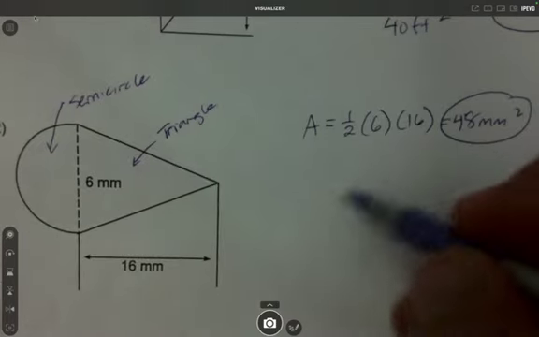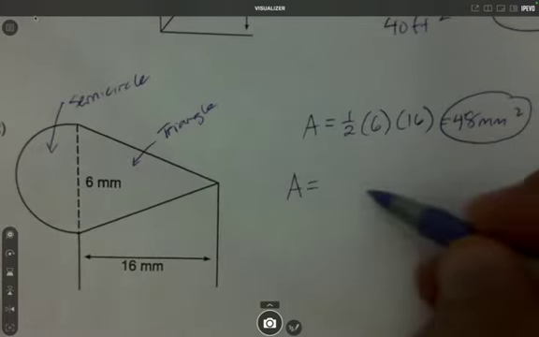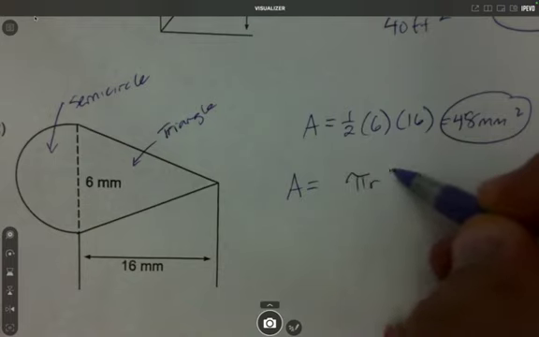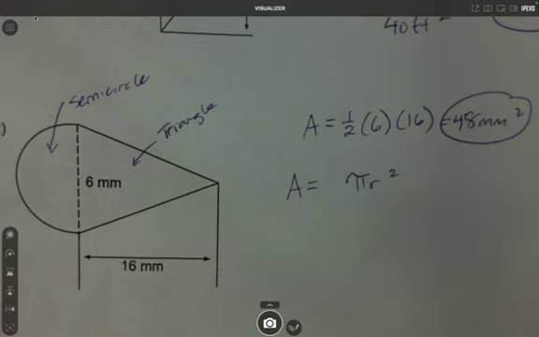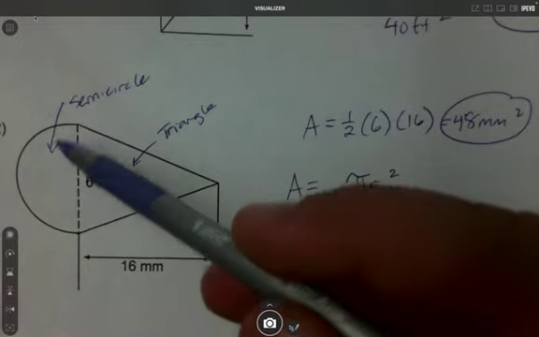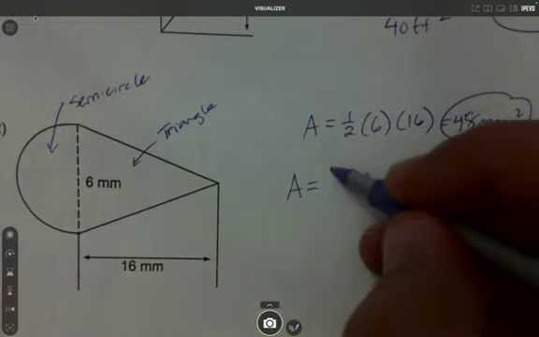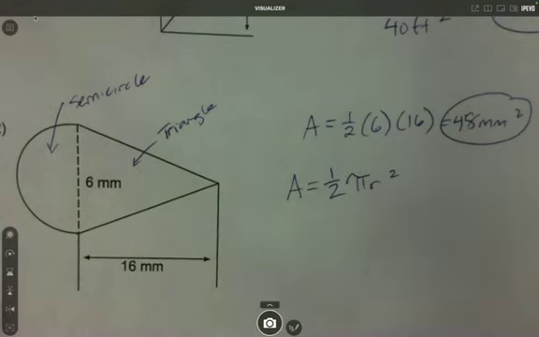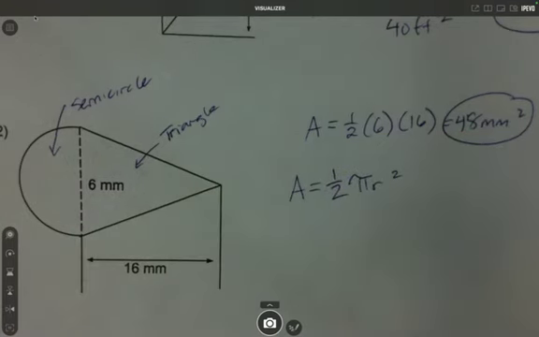Now, the area of a full circle is pi r squared. But we're wanting to know the area of half of a circle, because this is only half of a circle. So we put a 1/2 in front of this. So if it's a full circle, the area is pi r squared. If it's a semicircle or a half circle, it's 1/2 pi r squared.